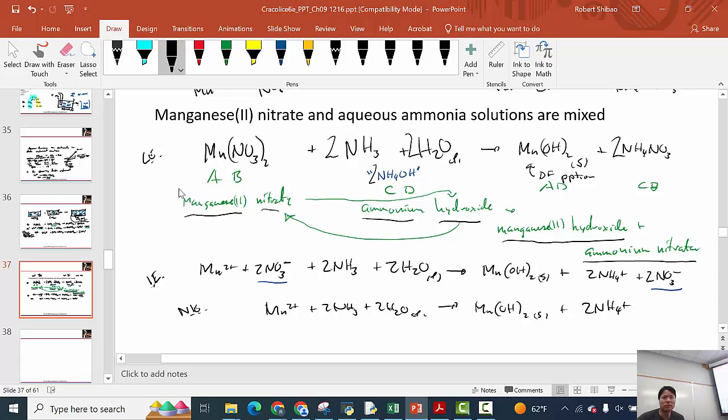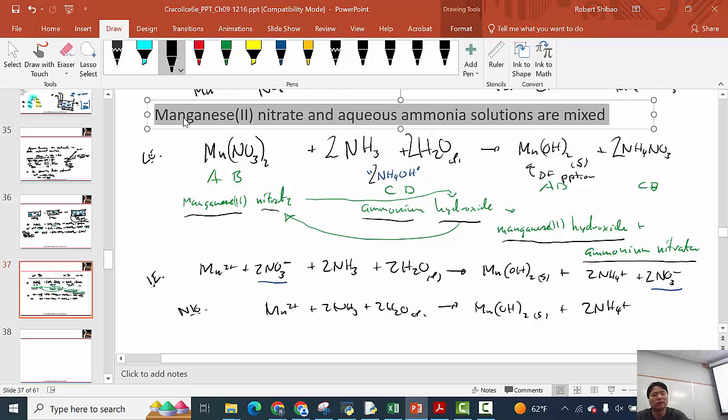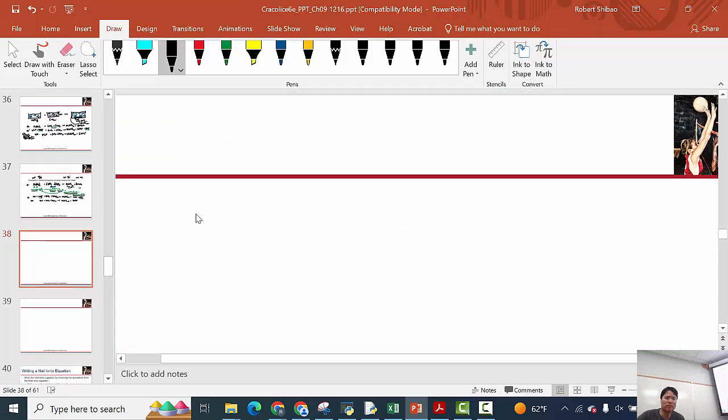So this is an example of using aqueous ammonia. Maybe we'll do one more. We can do one more example of using aqueous ammonia.